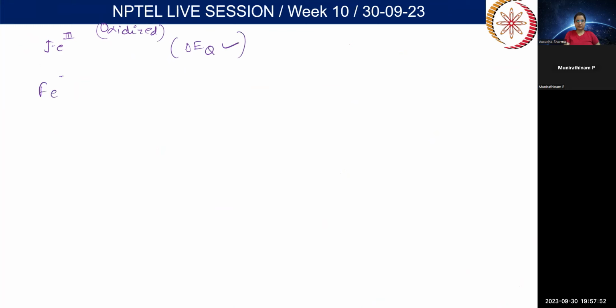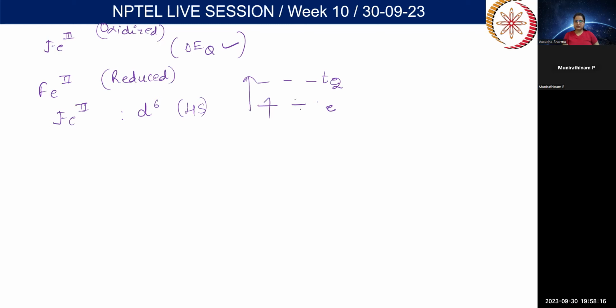What about the iron 2? That means the original reduced form, which is still having one electron. So if we are having iron 2, that is d6. Again, I said that it's tetrahedral, so it is high spin. Now fill this in this particular manner. Please be careful about when you are filling the d electrons where the orbitals are. So firstly, we have filled like this.